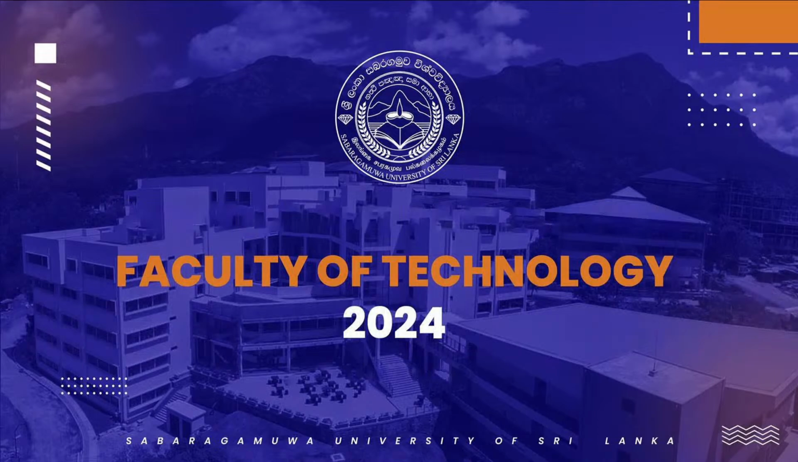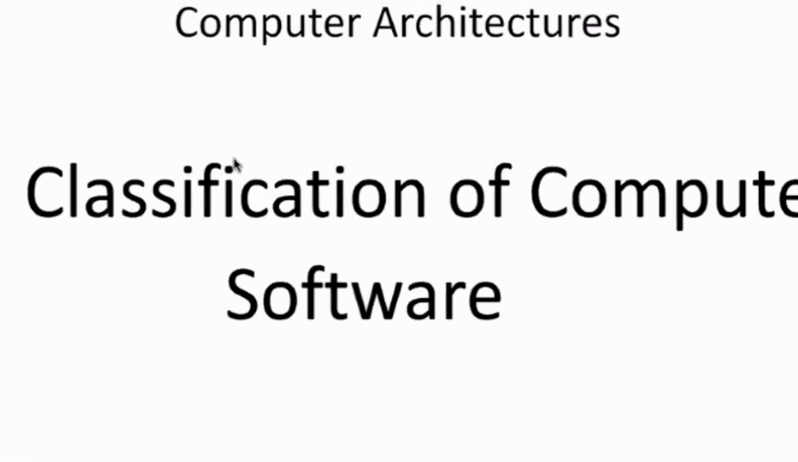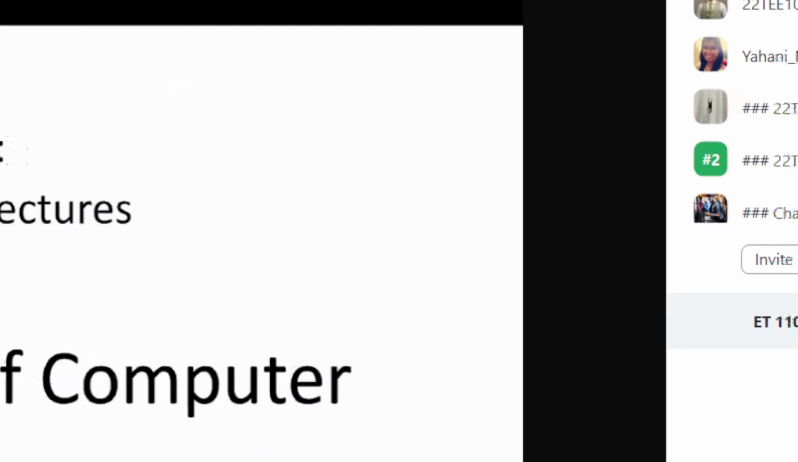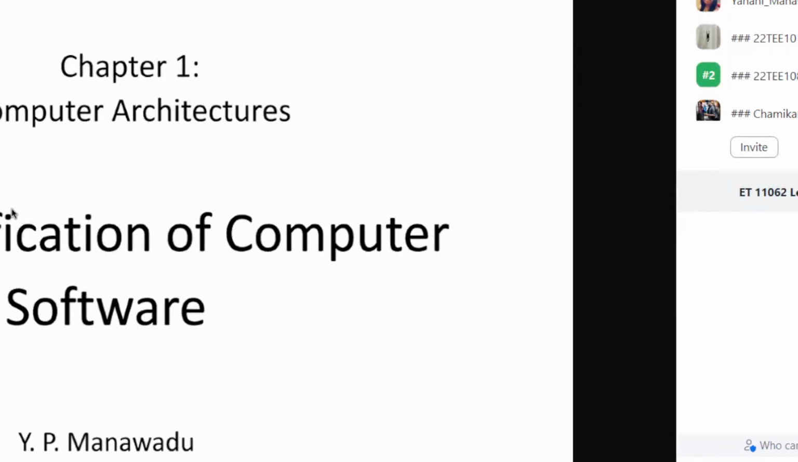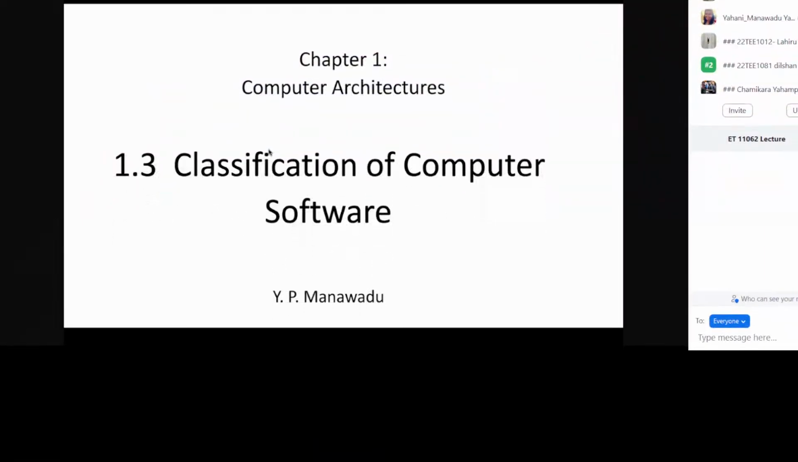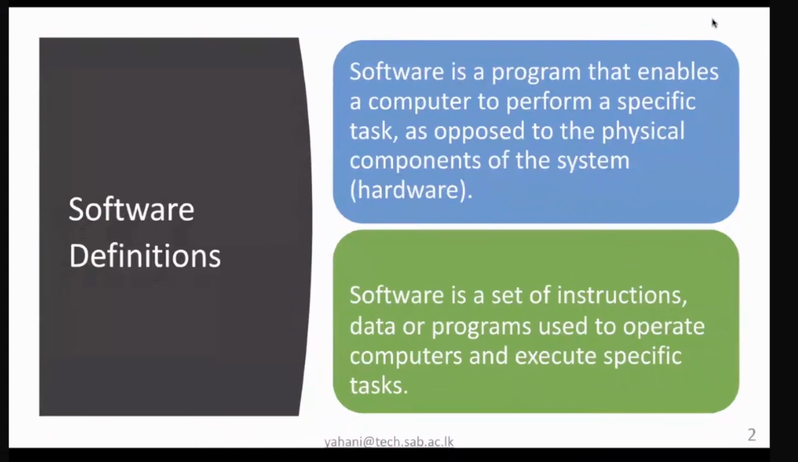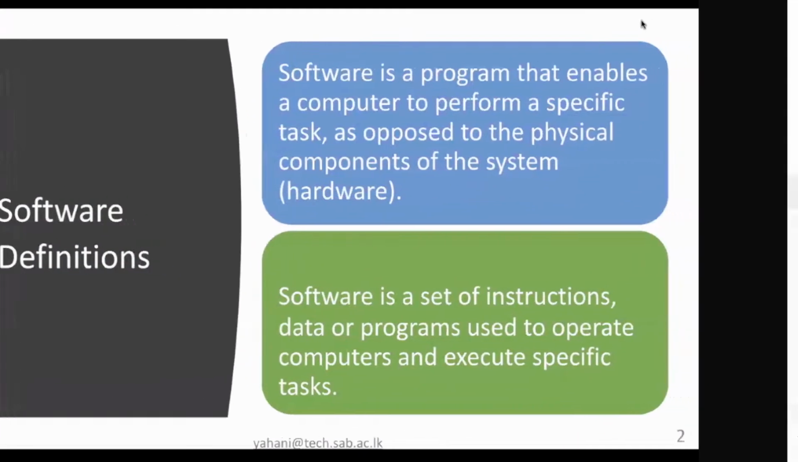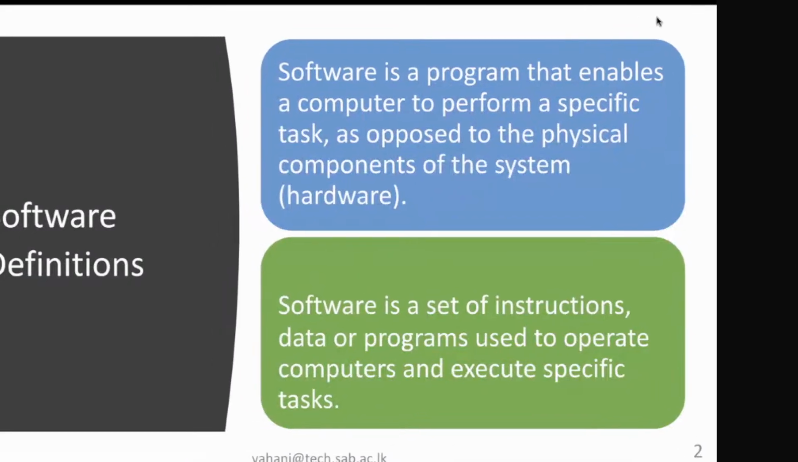Okay. So today we are going to discuss the classification of computer software. Last day we discussed hardware components. Today we are going to talk about software. What is software? What is the definition of software? What can be done with those softwares? How are we going to build these softwares, and who builds them? In this lecture, we discuss those things.